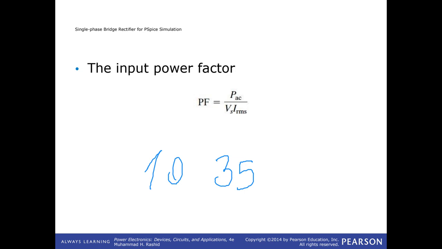So input power factor is equal to input active power over RMS voltage and current. In other words, apparent power. Okay, so that is the equation we have.